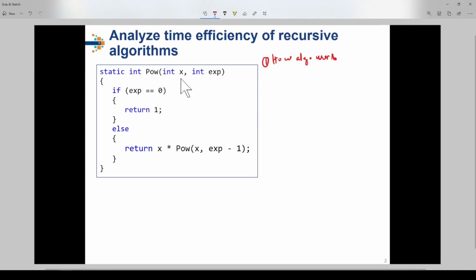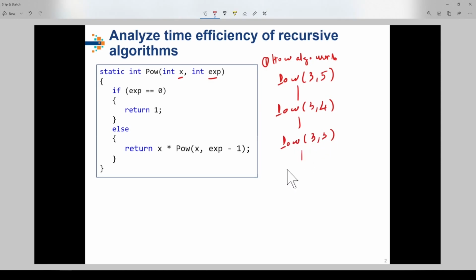So we give some input here. Let's say that I want to compute power of 3, 5. In order to compute power of 3, 5, the exponent 5 is not equal to 0, so it comes here. I need to compute the power of 3, 4. So now, in order to get 3, 4, I need to compute power of 3, 3. I need to compute power of 3, 2, then 3, 1. And finally, power of 3, 0. When exponential becomes 0, we get it here, and it returns 1, so it's complete already.